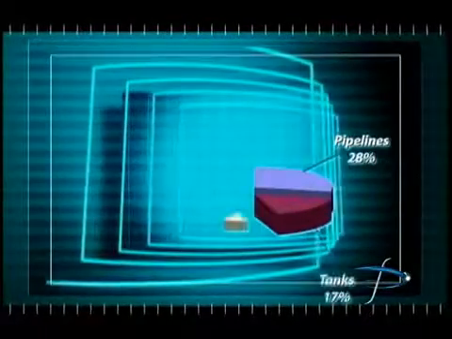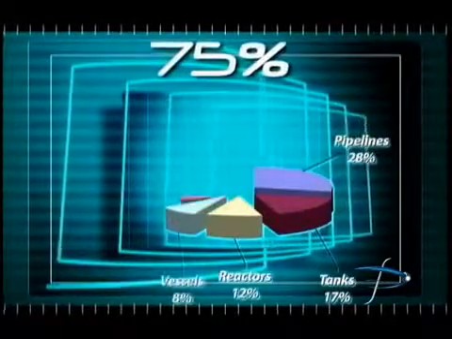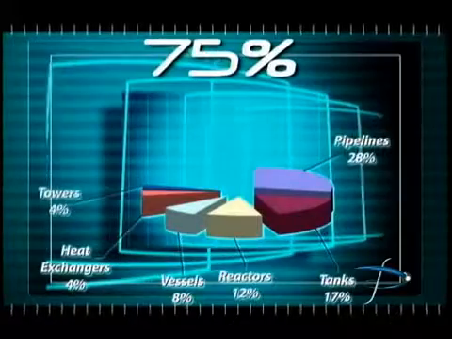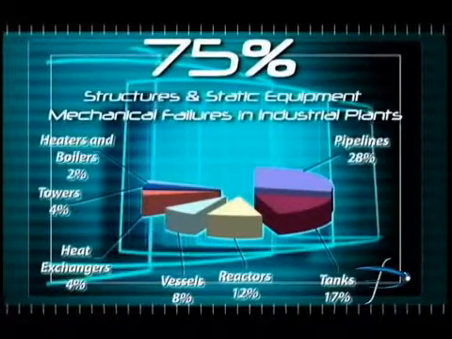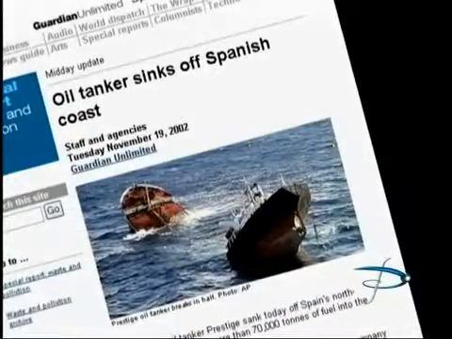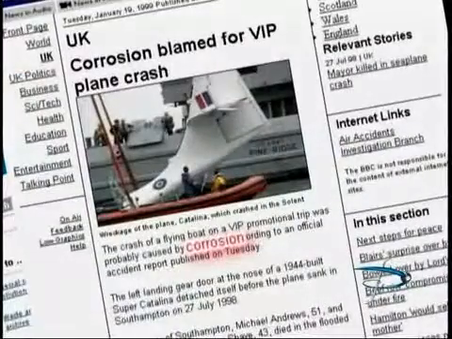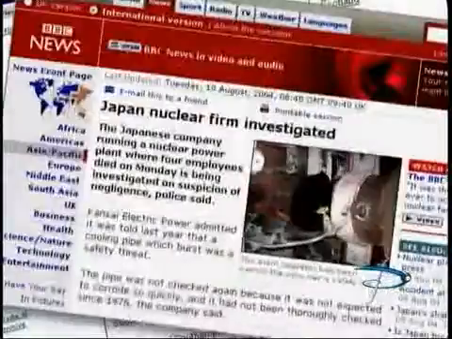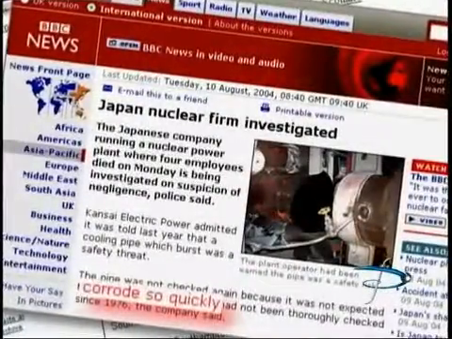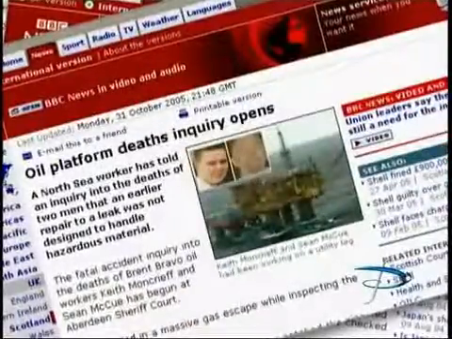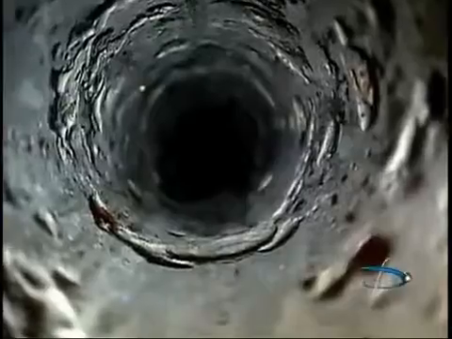Research reveals that 75% of mechanical failures in industrial plants result from failures in structures and other static equipment. Such failures are among the major causes of oil spill disasters affecting our oceans. Structure maintenance involves different elements such as the paint coating condition, corrosion, cracks, pitting, and others.